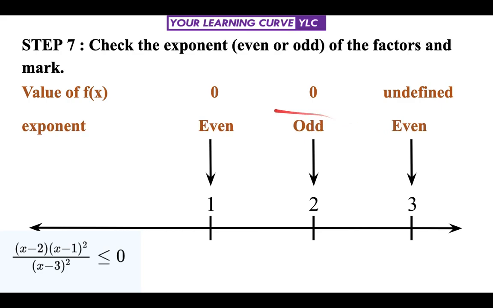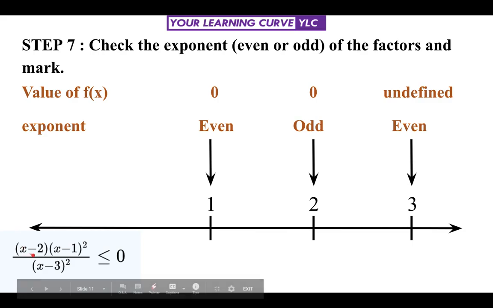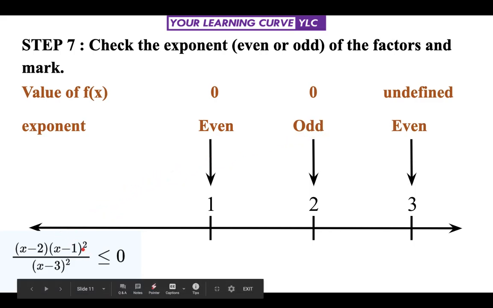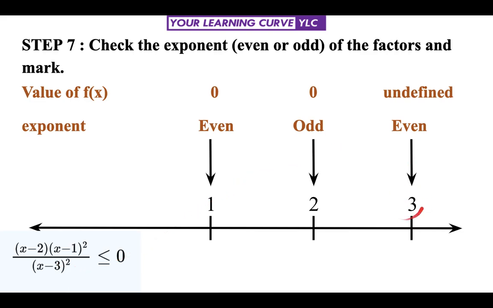In step 7, what we do is check the exponent of each factor involved, whether they are even or odd, and mark that power, only even or odd, above that factor. For example, x minus 2 becomes 0 at x is equal to 2 and it has exponent 1. So we mark over here odd. X minus 1 whole square becomes 0 at 1, power is 2, so it is even. X minus 3 whole squared becomes 0 at 3 and the power is 2, that is even.